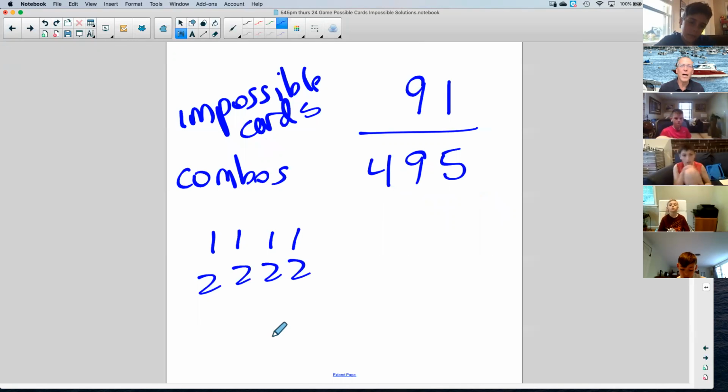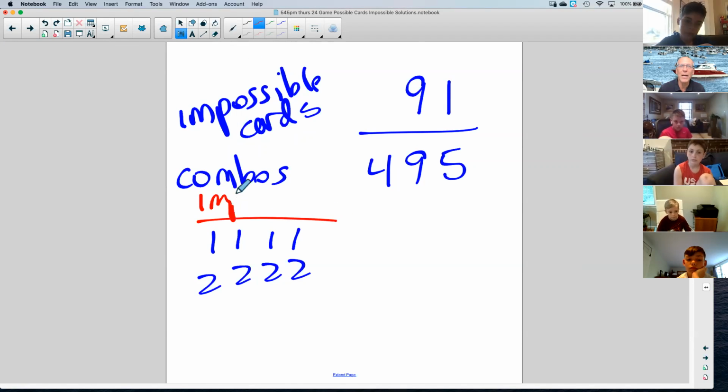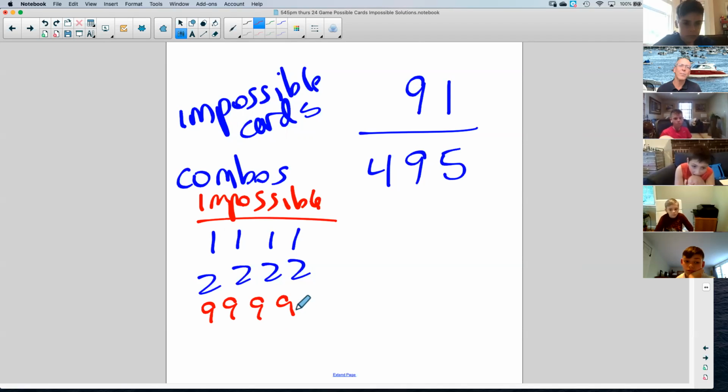2222 is impossible. 1, 2, 1, 2. Definitely impossible. Anybody can give me, what about 3333? Did we solve that one? Yeah, we did that. So these are impossible. 10, 10, 10, 10. Well, 10 is not a single digit. Only use nines. I'm pretty sure that's impossible. What else do you think we can try? 9, 1, 9, 1. Well, in the same light as this.